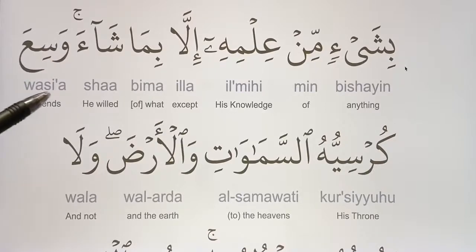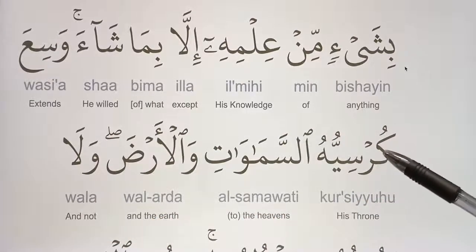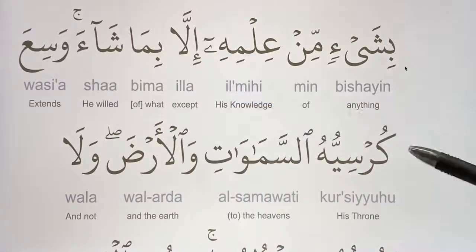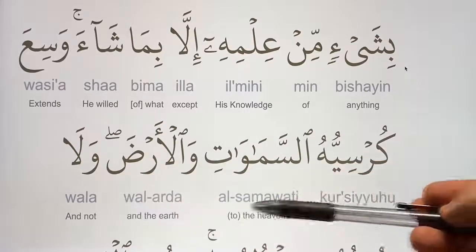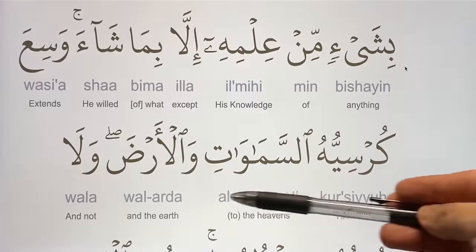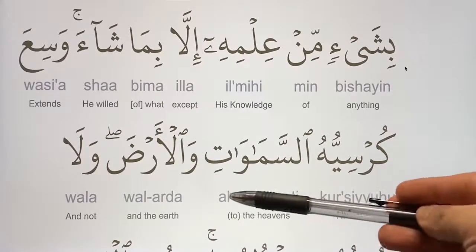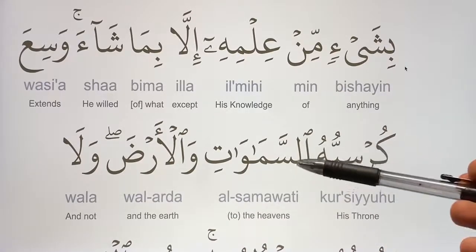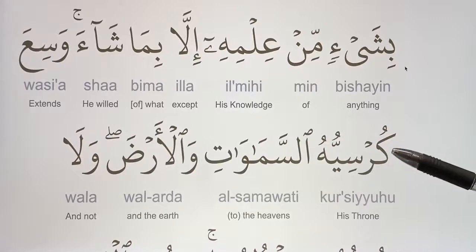وسع, there it is. وسع كرسيه السماوات والأرض. The heavens and the earth. There it is in English. كرسيه السماوات. This is where you got to be careful. See, it says al-samawat. It's as-samawat. If I was the translators, I would have put an S there. وسع كرسيه السماوات والأرض. Now that's why you have the voiceover, so this will correct it, right?